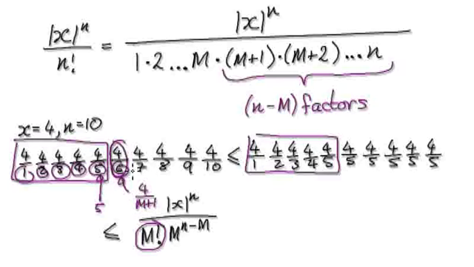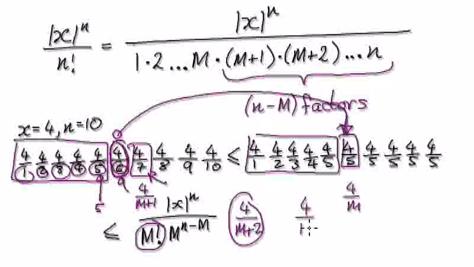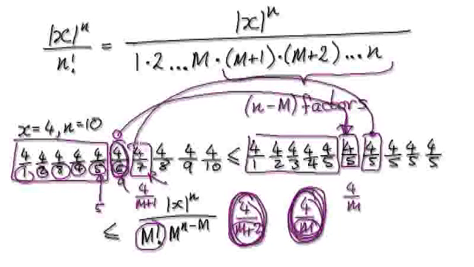But the point here is that this fraction here, if you compare it to 4 over m, which is this thing here, then this fraction here must be bigger than this fraction here. And then this fraction here is really 4 over m plus 2. Let's compare this fraction with 4 over m. Because this denominator is less than this denominator, the fraction as a whole will be bigger than this fraction here. So this fraction must be bigger than this one here.